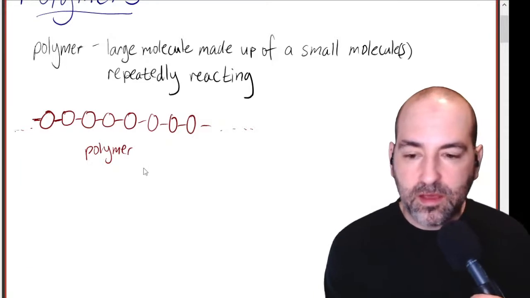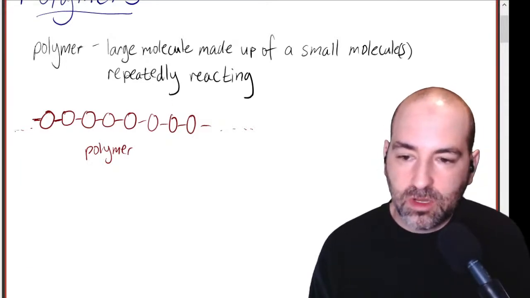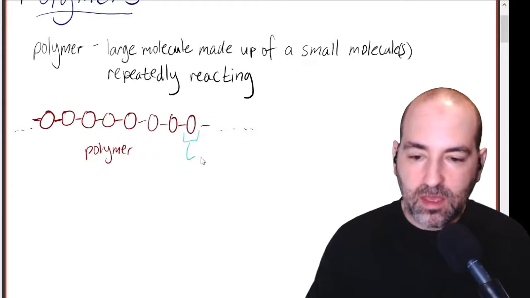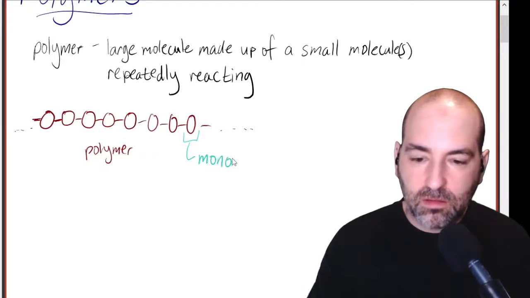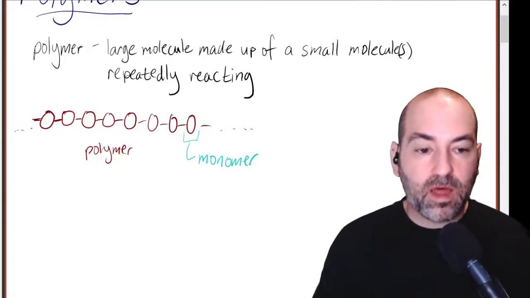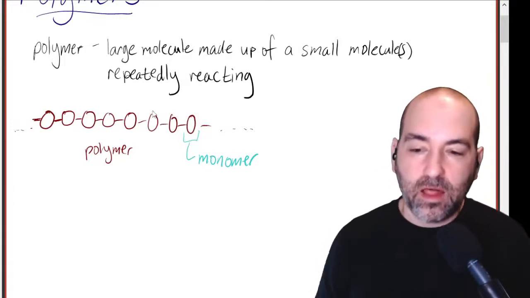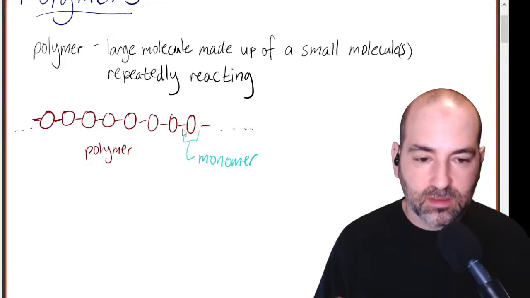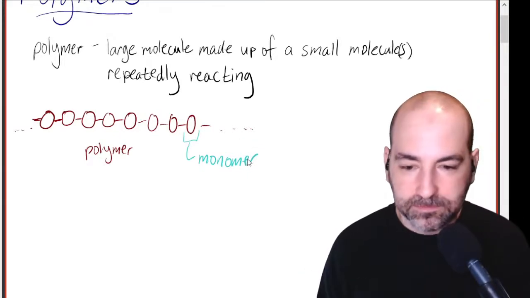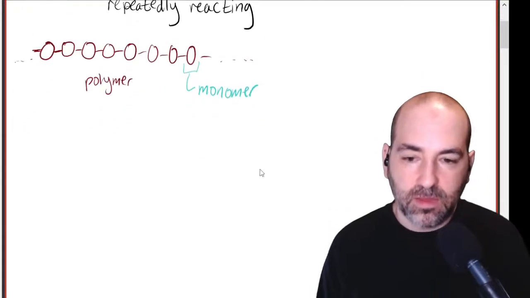And so then the other term that you should know about this structure is the molecule that is used to make it up is called a monomer. So mono means one, poly means many. So you've got the polymer, the whole thing, many of these little bits, and then you've got the monomer, which is each one, each individual molecule.